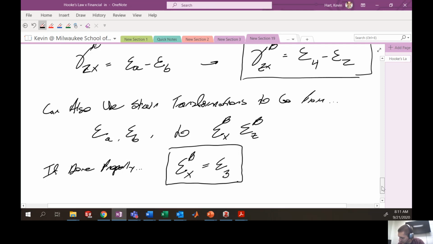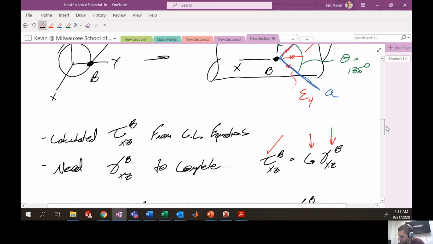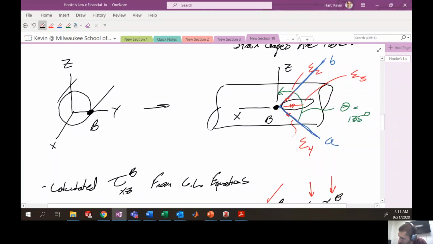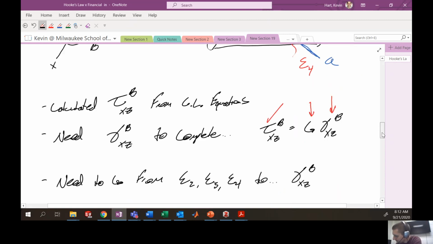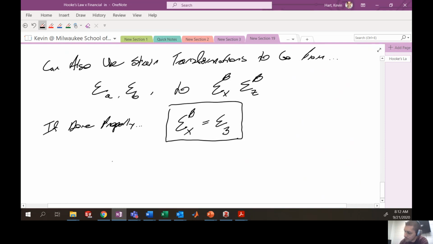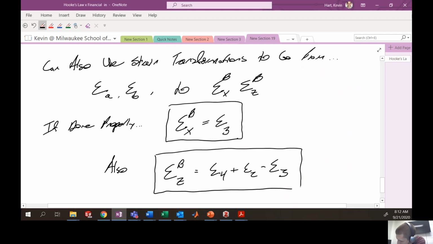I think that's pretty intuitive to see, that the strain in the X direction is just going to be the strain that you measure with gauge number 3. That's because gauge number 3 is strictly in the X direction. So it's easy to see that we should be measuring the strain in X with gauge number 3. Also, you should find that the strain in the Z direction, the normal strain at point B, is epsilon 4 plus epsilon 2 minus epsilon 3.